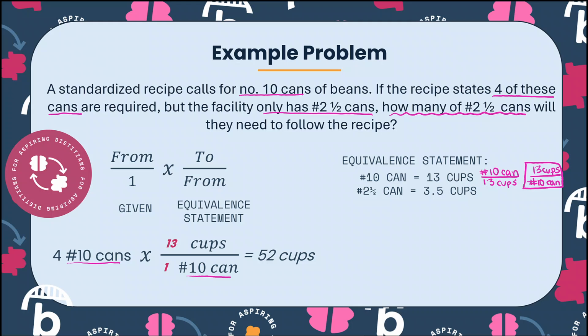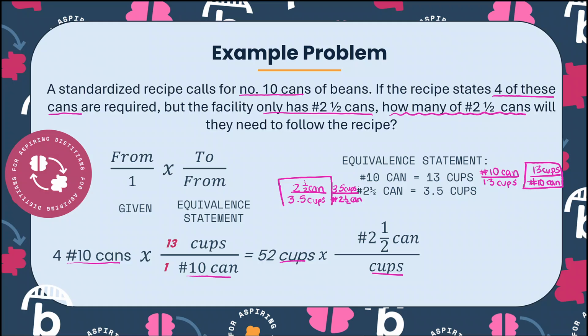And we know that the facility only has the 2.5 can. A 2.5 can provides 3.5 cups. So you could write the dimensional analysis fraction out as a number 2.5 can over 3.5 cups, or 3.5 cups comes from the number 2.5 can. So in this next bit of our dimensional analysis, we'll convert from cups into the 2.5 can. Now we're trying to get cups to cancel out. So we'll put it in the denominator because those are the units we are converting from. The units we're converting to are the 2.5 can. And we know that in every 2.5 can, there's going to be 3.5 cups.